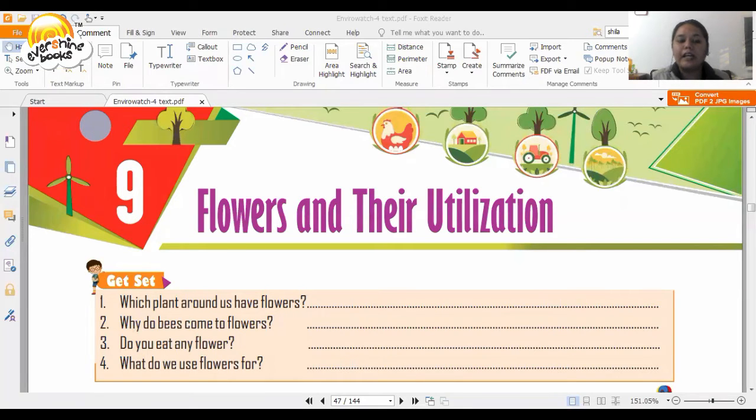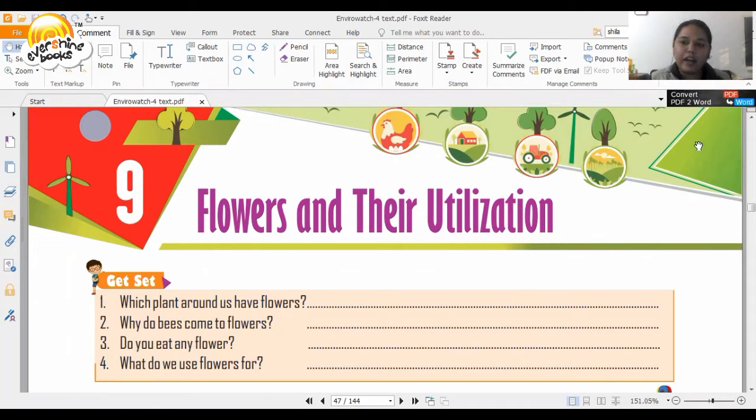And today from your EVS book Enviro, we are going to be reading chapter number 9. So let us see what this chapter is about. So this is chapter number 9 and the name of the chapter is Flowers and their Utilization.